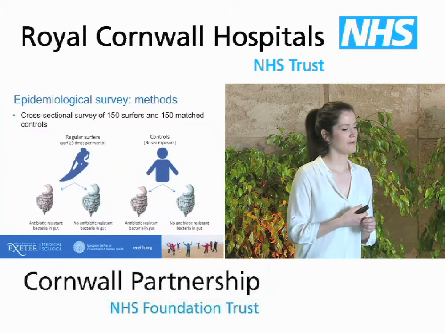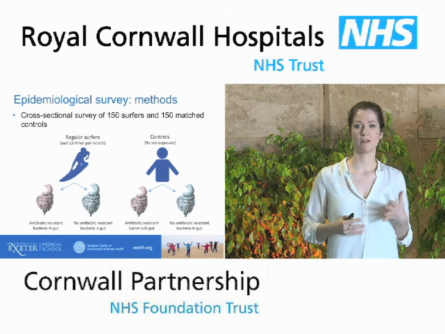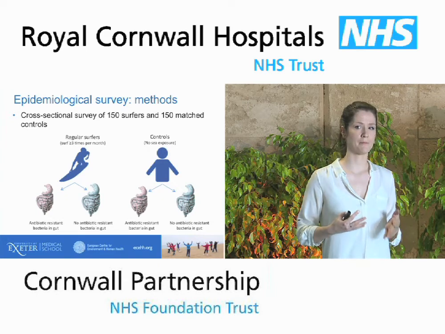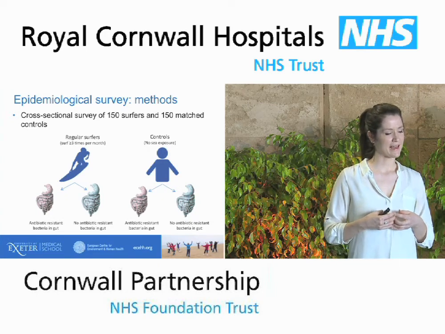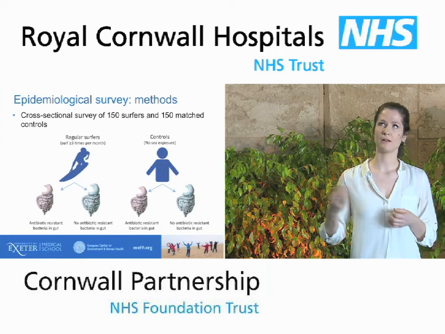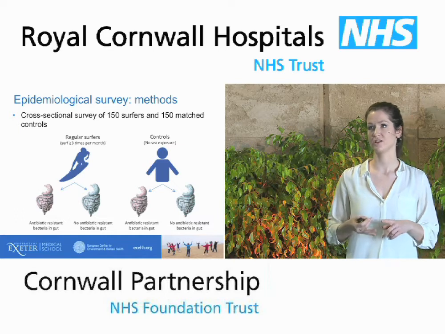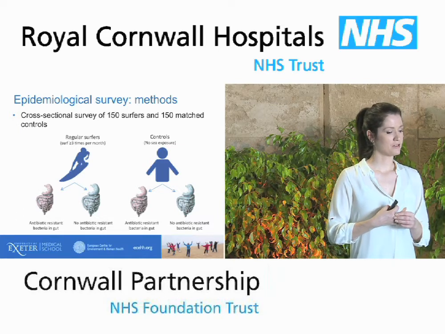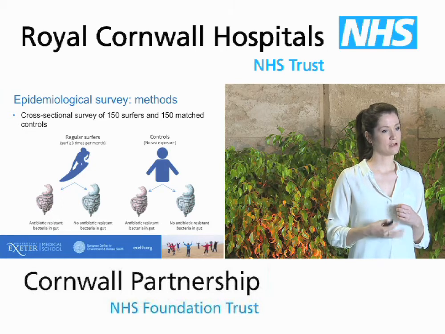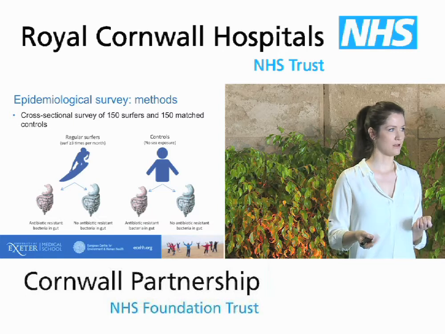So we used this information and decided to recruit 150 regular surfers. By regular, I mean they surf about 3 or more times per month. And we wanted to recruit 150 matched controls, and they were matched by age, sex, geographical location. And then we measured their gut bacteria. We looked at their gut bacteria to see if they were harboring resistant E. coli.